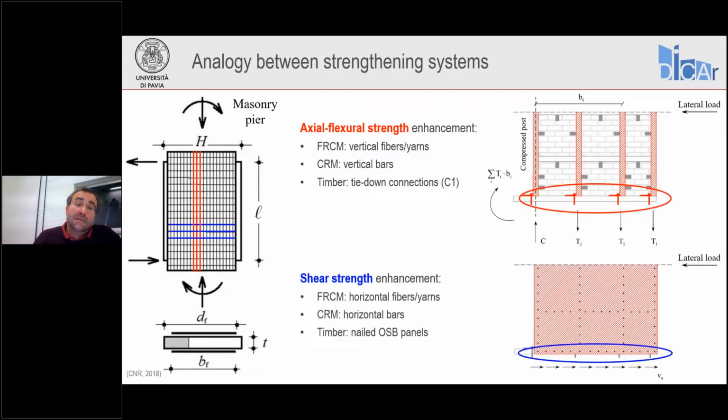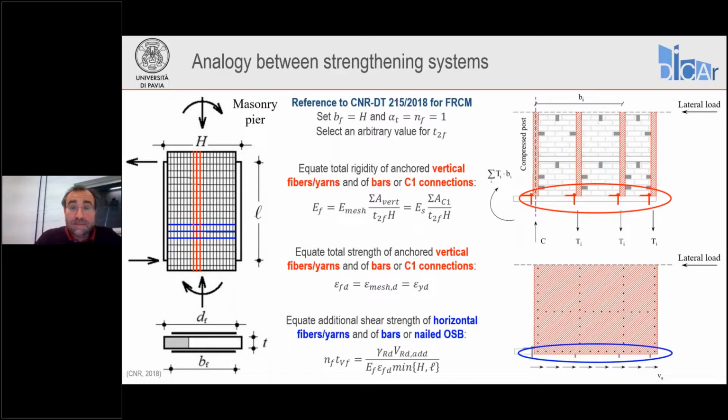For shear, instead, the horizontal fibers here in blue of the FRCM are contributing, as well as the horizontal bars of the composite mesh in the CRM system and the nailed OSB layer of the timber retrofit. So we can set up analogies between these components, again, to transform one into the other one and be able to follow either the design guidelines or to implement these solutions in a numerical model.